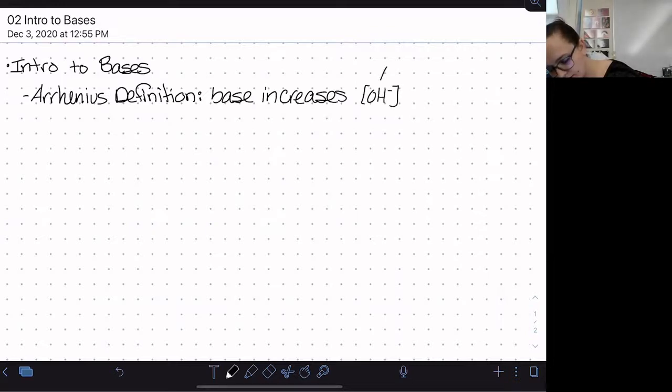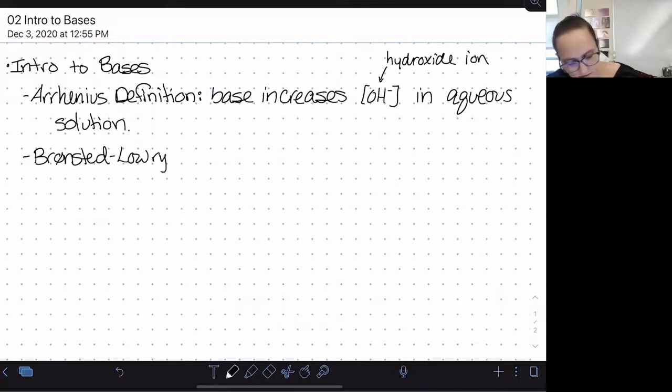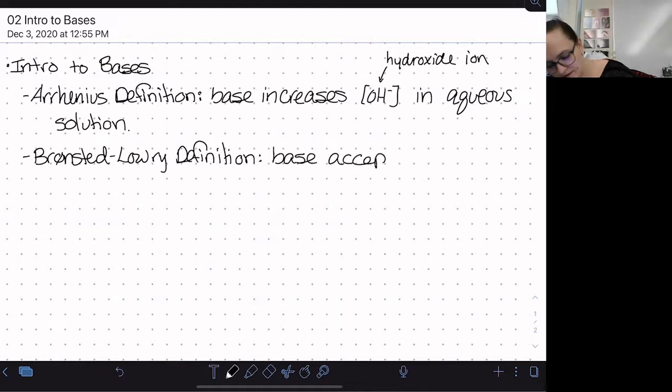So this increases the OH minus concentration, which is the hydroxide ion in aqueous solution. And the Bronsted-Lowry definition, which I mentioned in the last video when we were writing the reaction for acids, since that involved a base, is that a base is something that accepts a hydrogen ion, aka a proton, from an acid.